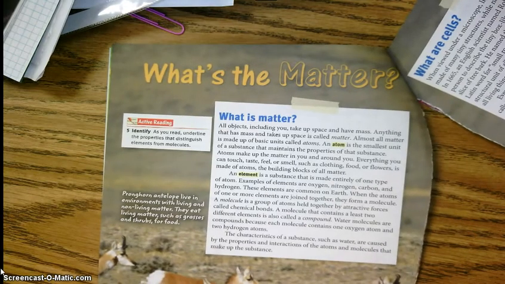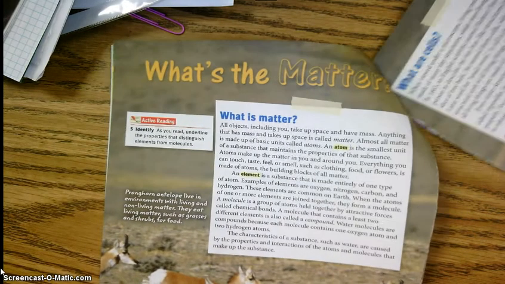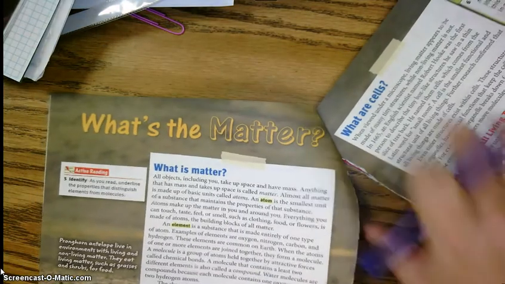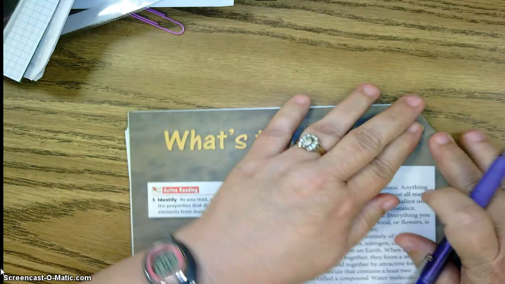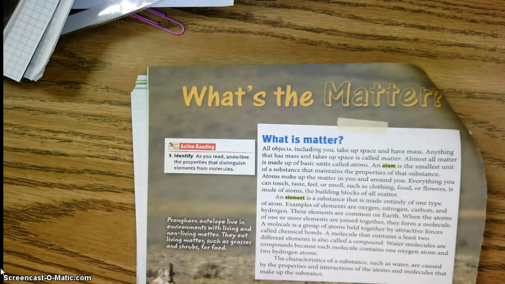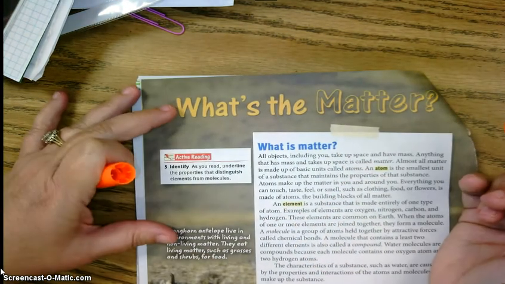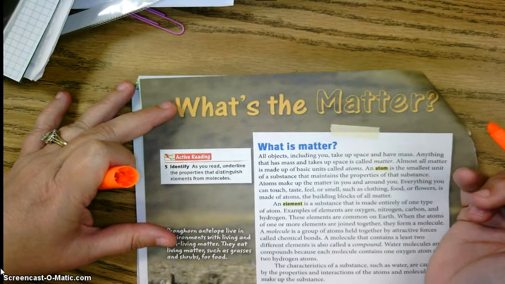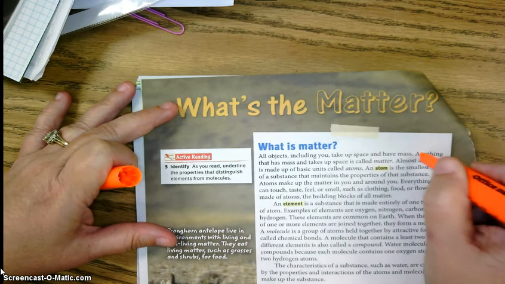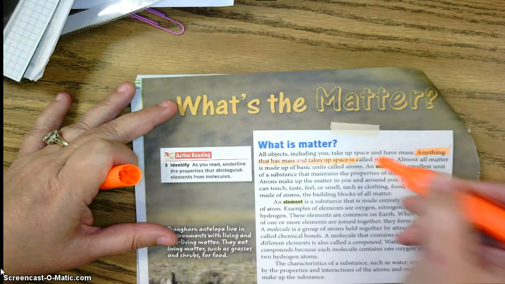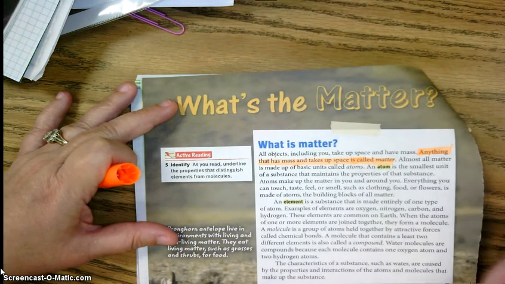All right, so we're going to quickly review matter. We've been talking about living matter, but I think you need to review exactly what matter is, as far as the definition of matter. Most students kind of have this one memorized, but they don't really think about what it means. So on page 106, it says anything that has mass and takes up space is called matter.